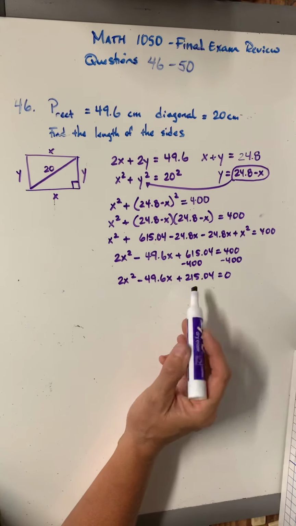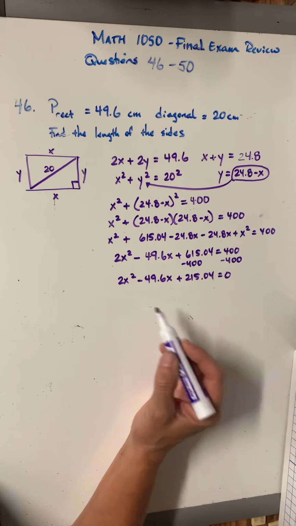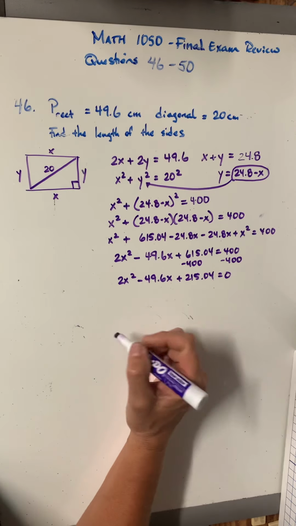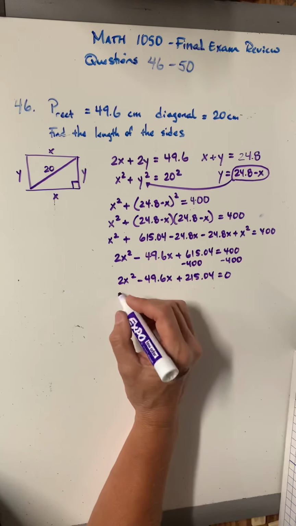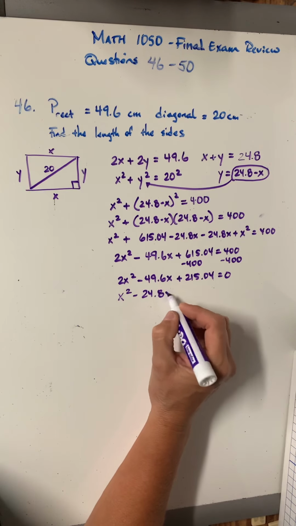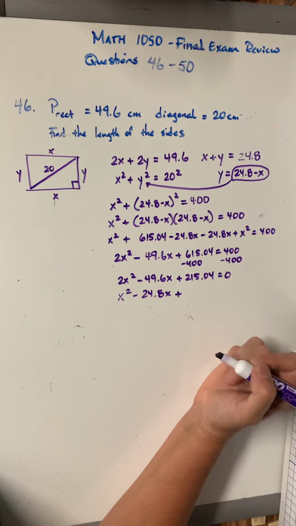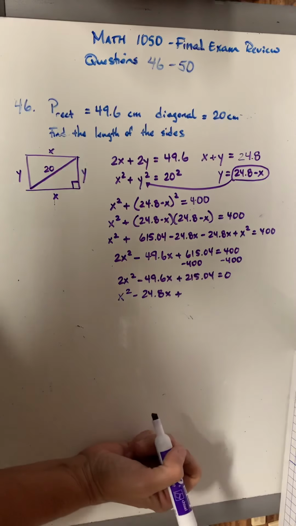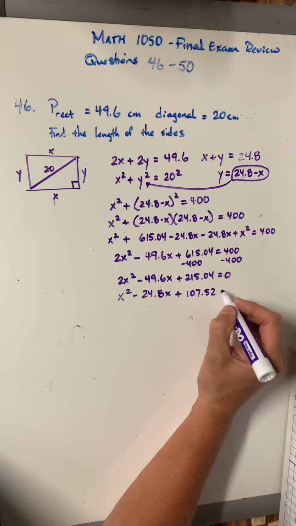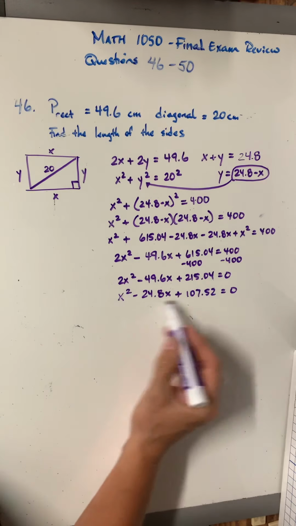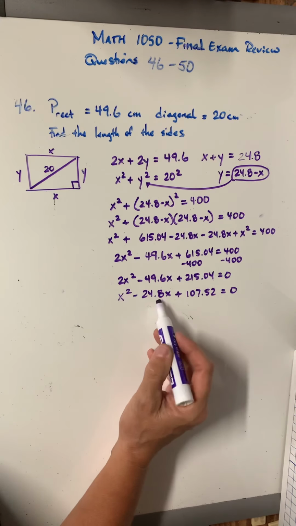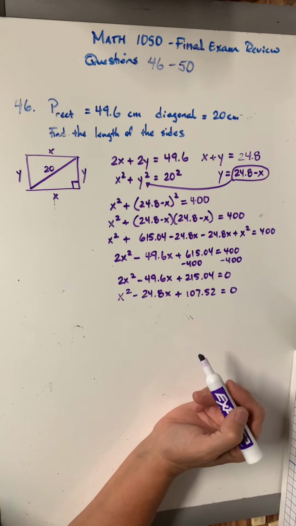Now, you could plug these into the quadratic formula the way they are, but if you can reduce everything, it just makes the quadratic formula easier. So if I divide everything by 2, I'll get x squared minus 24.8x plus 215.04 divided by 2, which is 107.52, and then 0 divided by 2 is 0. So now I would choose to use these as my a, b, and c. So a is 1, b is negative 24.8, c is 107.52.